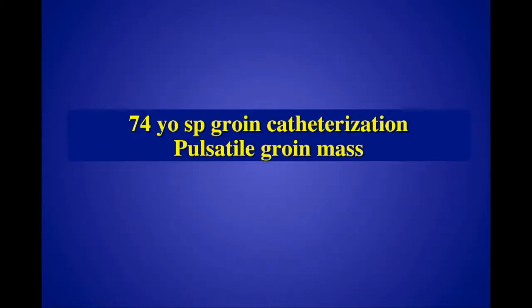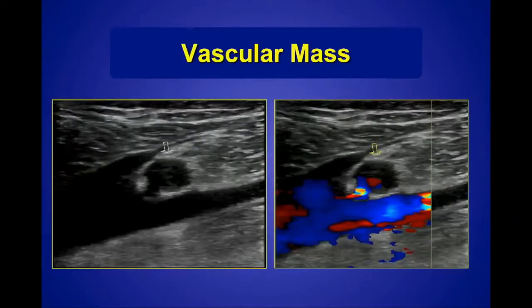Okay, let's take a look at this case. This is a little trickier. Here's a 74-year-old, status post groin catheterization, presenting with a pulsatile groin mass. So classic history, rule out pseudoaneurysm, and this is what we see. So these are the images obtained by my sonographer. And you can see that there's this lobulated abnormality arising from the femoral artery.